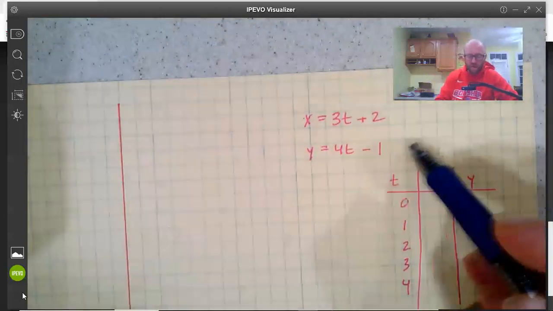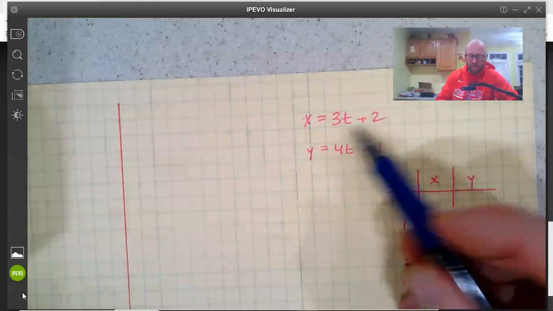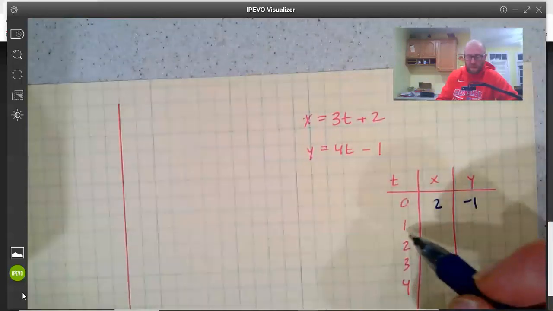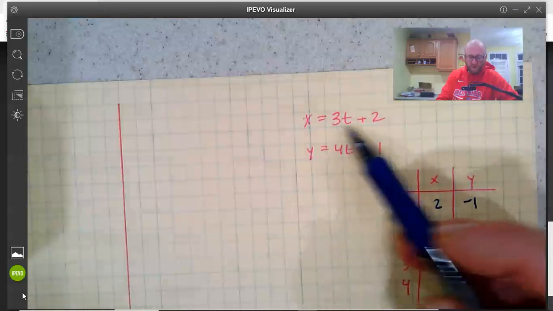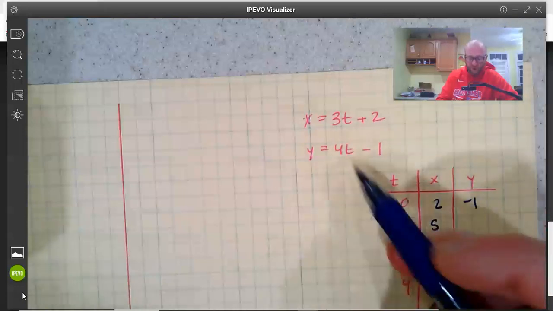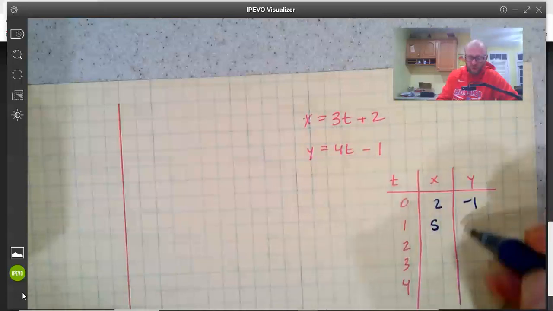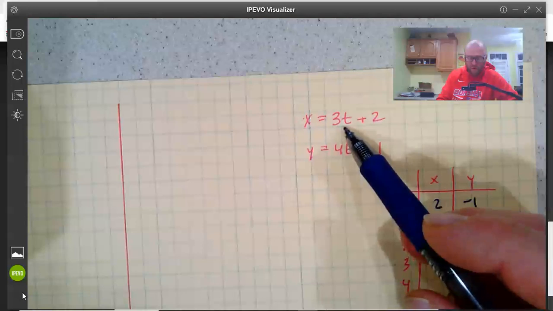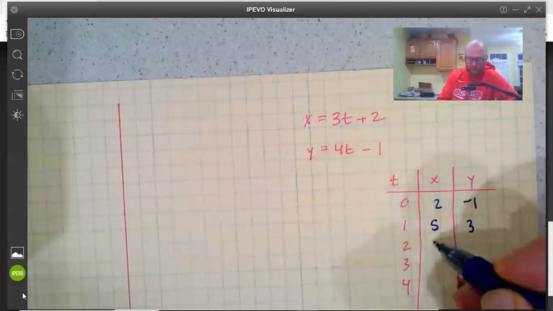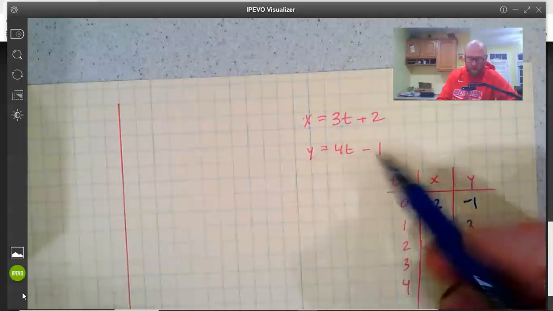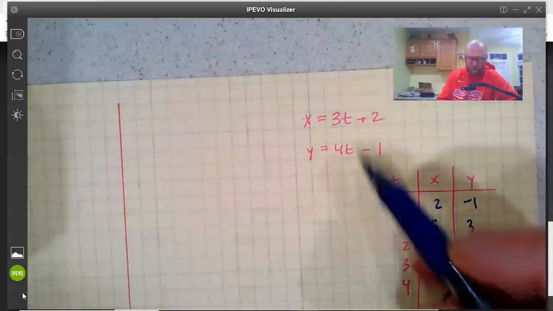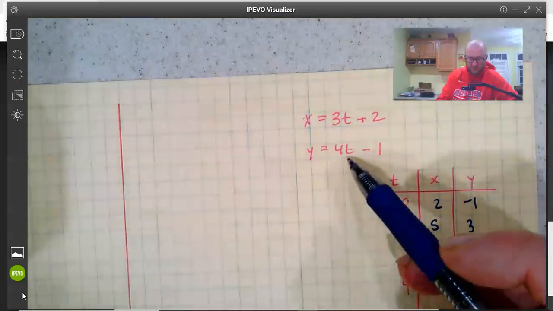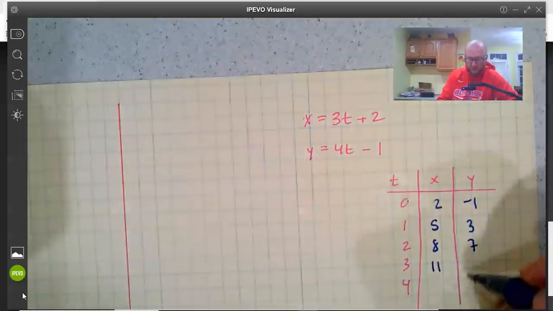Let's see, for time 0, that's pretty easy. The bug is at 0 plus 2 and 0 minus 1. When time is 1, 3 times 1 is 3, plus 2 is 5, and 4 times 1 is 4, minus 1 is 3. For 2, we've got 8, 7. For 3, we've got 11, 11.